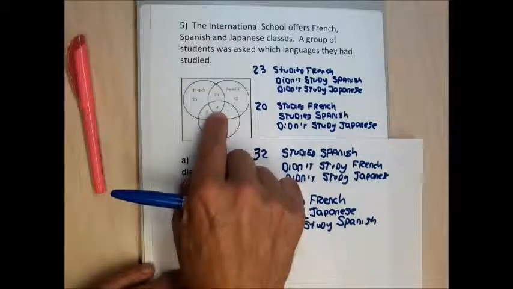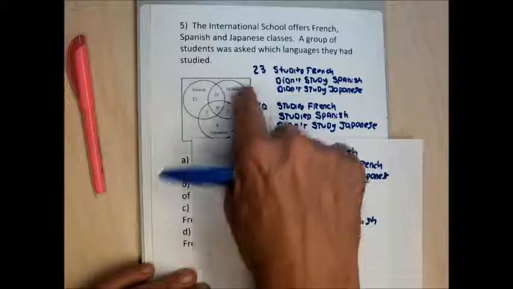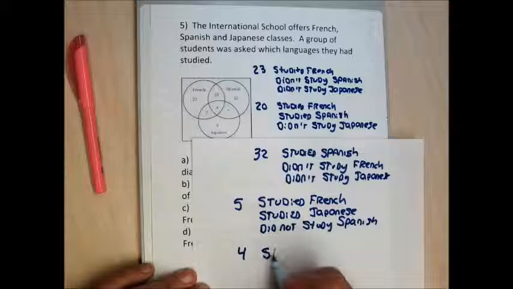In the middle, those 4 are inside the French circle, inside the Spanish circle, and inside the Japanese circle. Those 4 studied all 3.